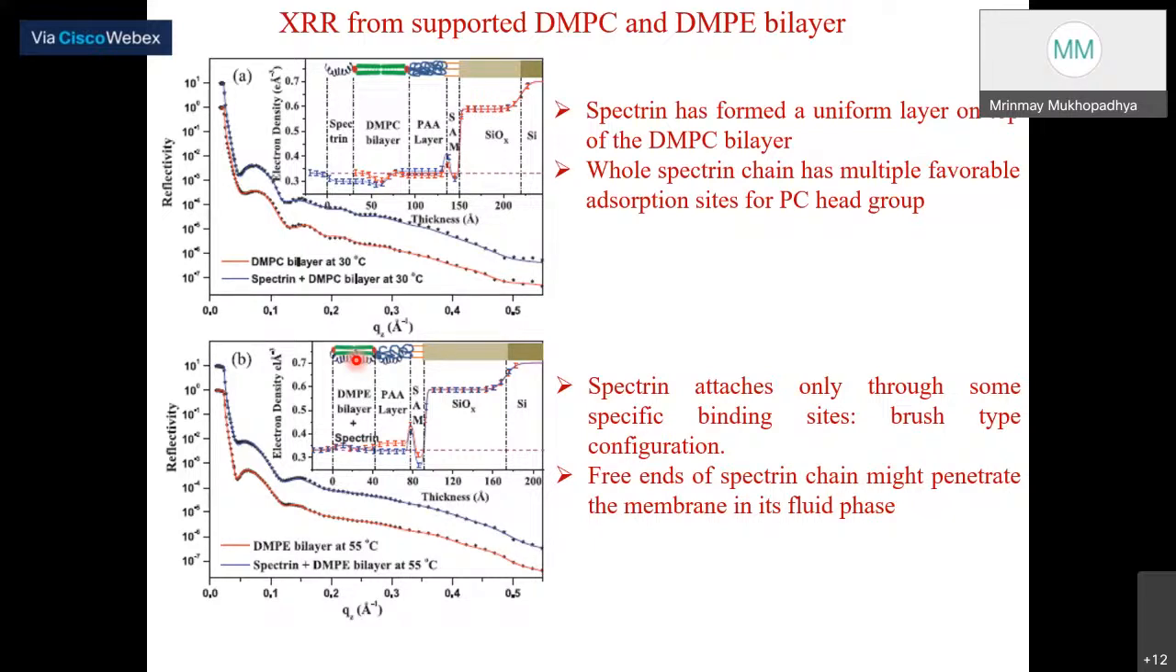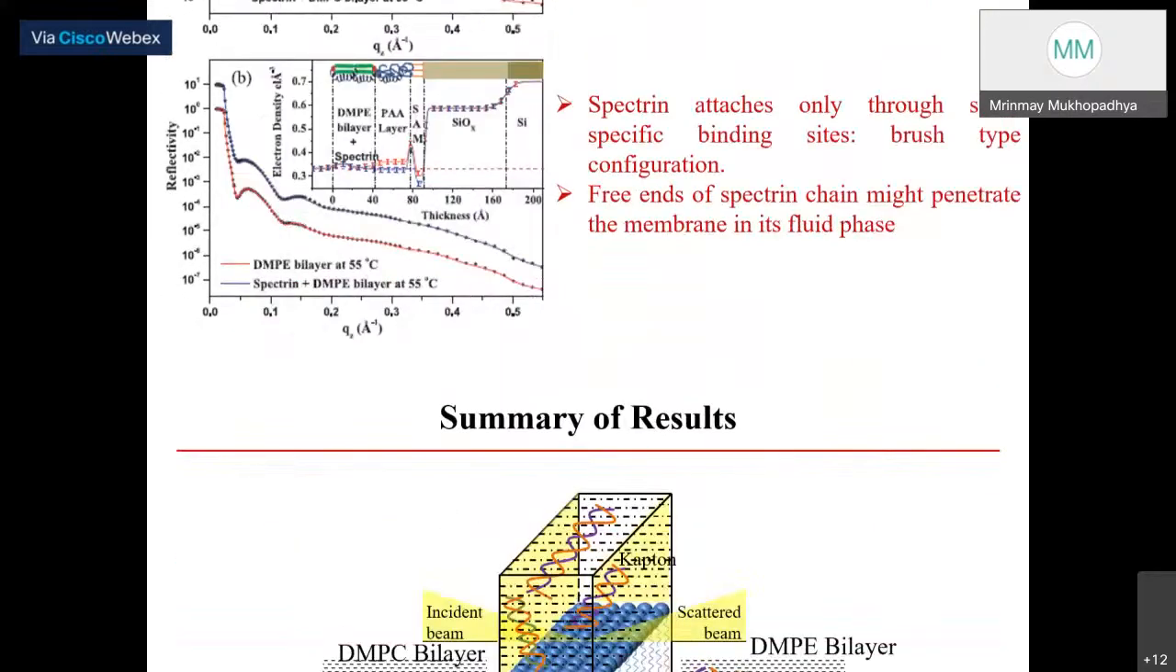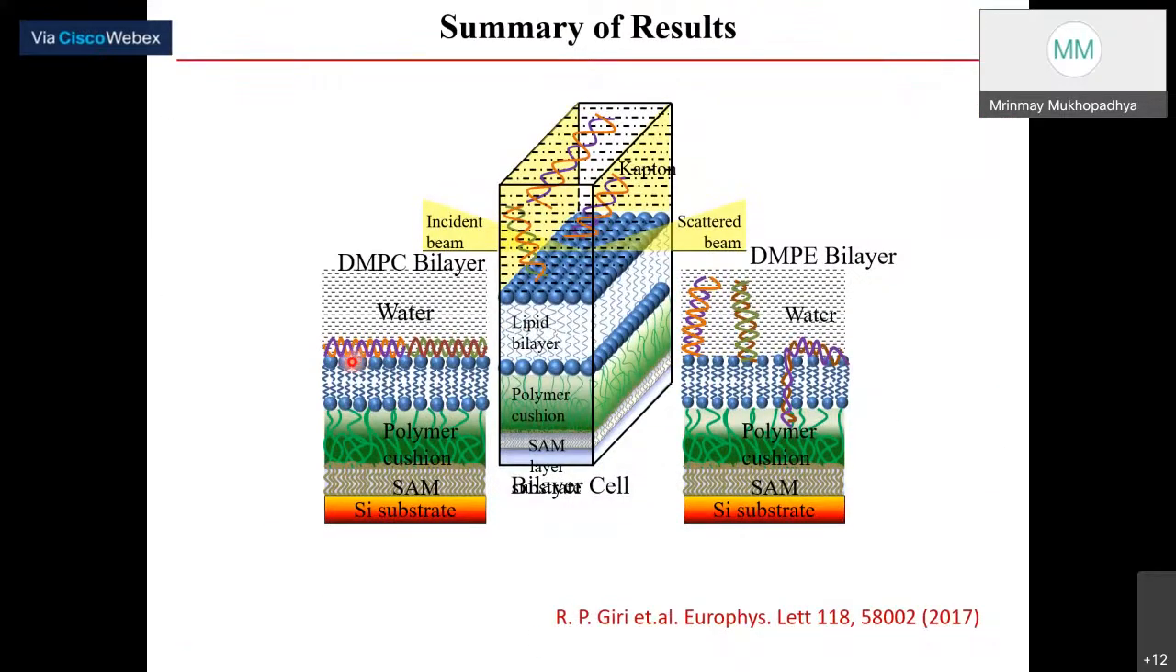So this is very good information which you are able to discuss from X-ray and neutron reflectivity. Here I am showing just the X-ray reflectivity results. These are finer details: when you have a bilayer with PC molecules, it forms a layer on top of it. But when you have PE molecules, you don't see this kind of layer. That means the cytoskeleton doesn't form here, and then molecules can come in or go out.